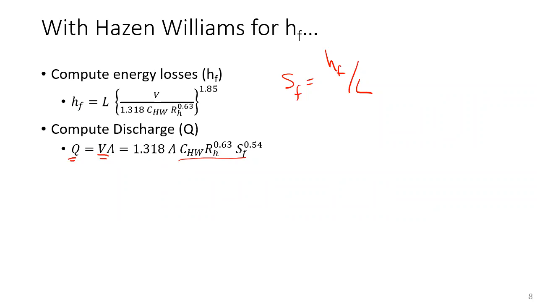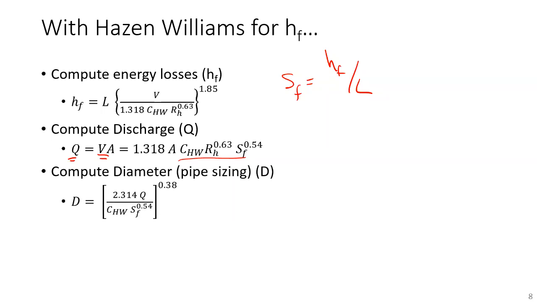So that's how we did the problems when we were doing the Darcy-Weisbach form of this friction loss problem. And in this case, you would do the problem the exact same way, only here you're using the Hazen-Williams equation. And again, this is a direct solution because you know everything on the right-hand side of the equation.